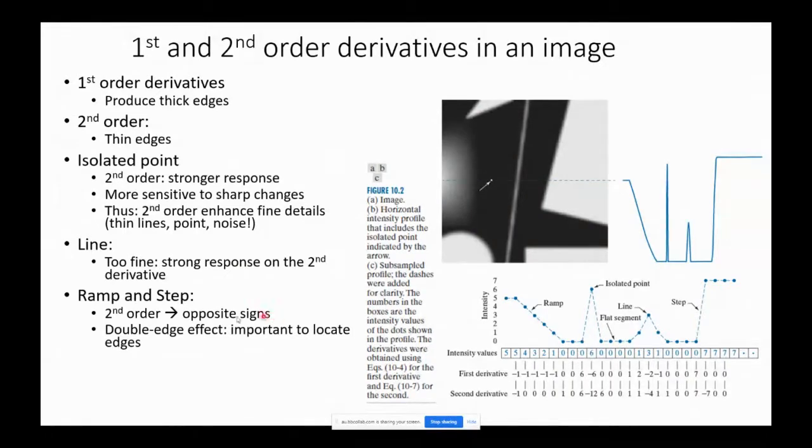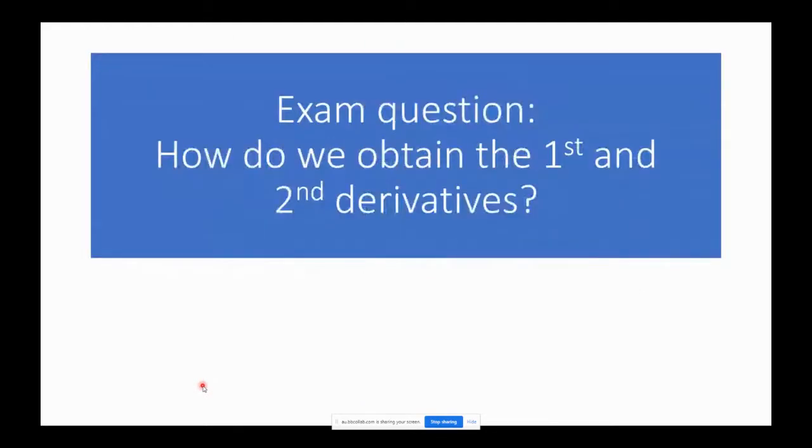This gives a double edge effect. If you think that you're going to have one edge here at 7 and another edge at -7, so you have this double edge effect. And light to dark, we are going to have the change from positive to negative on the second derivative. And dark to light, you're going to see a change from negative to positive.